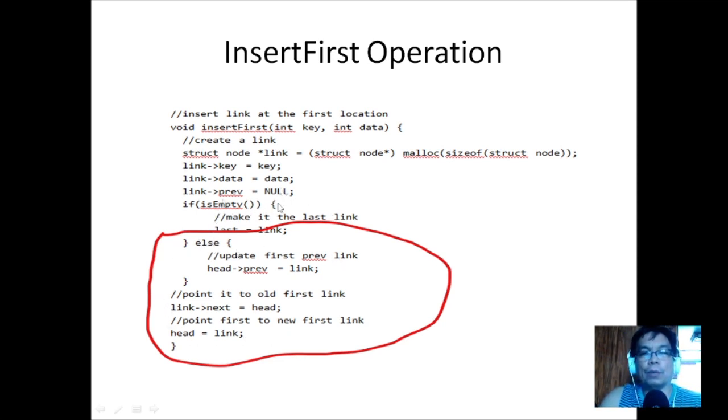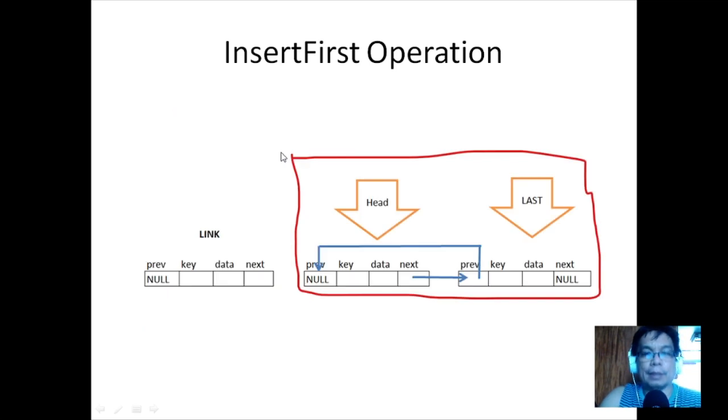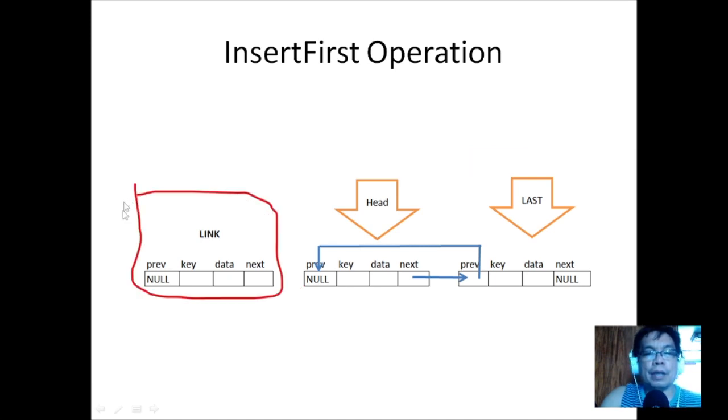But basically what we have done here is create a blank link. So this is our original list, and in our code, we actually have created a new blank link, and we have assigned the data to our link, and previous is null.